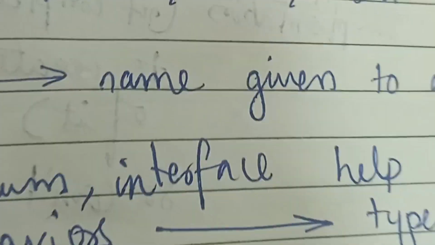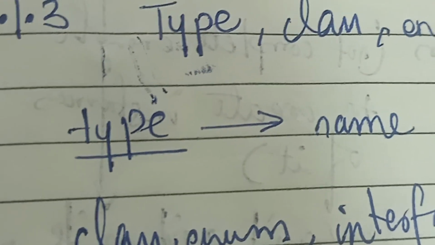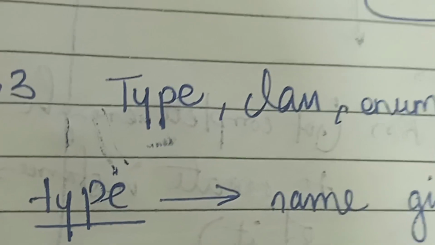Now we will come to types: classes, enums and interfaces. A type is nothing but a name given to a behavior. For example, a bank account is a type. In that way, classes, enums and interfaces help you define certain kinds of behavior, so they are also types of types.